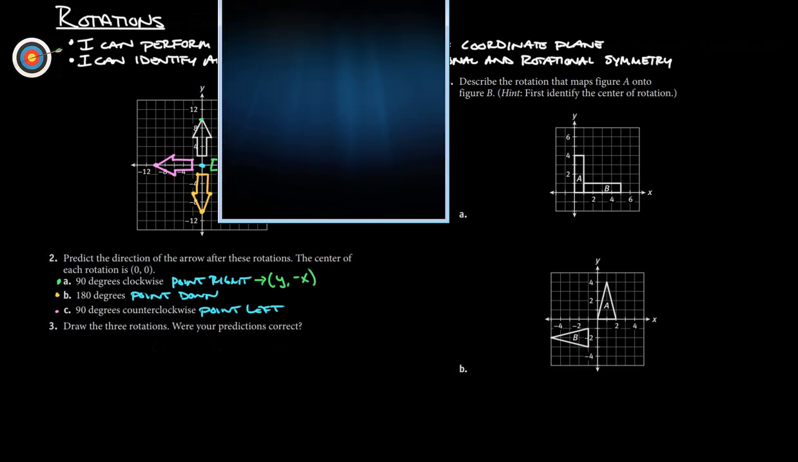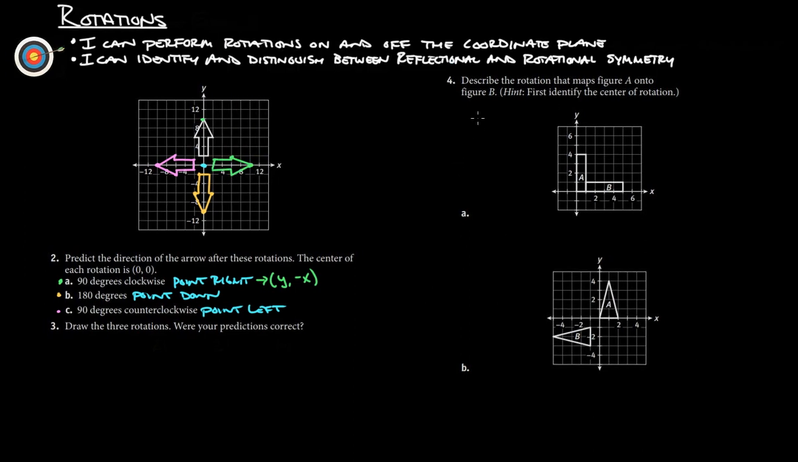Okay, looking at number 4 here. Describe the rotation that maps figure A onto figure B. Hint, first identify the center of rotation. So that's a pretty big thing. So let's do this. Let's find where each point goes from A to B.